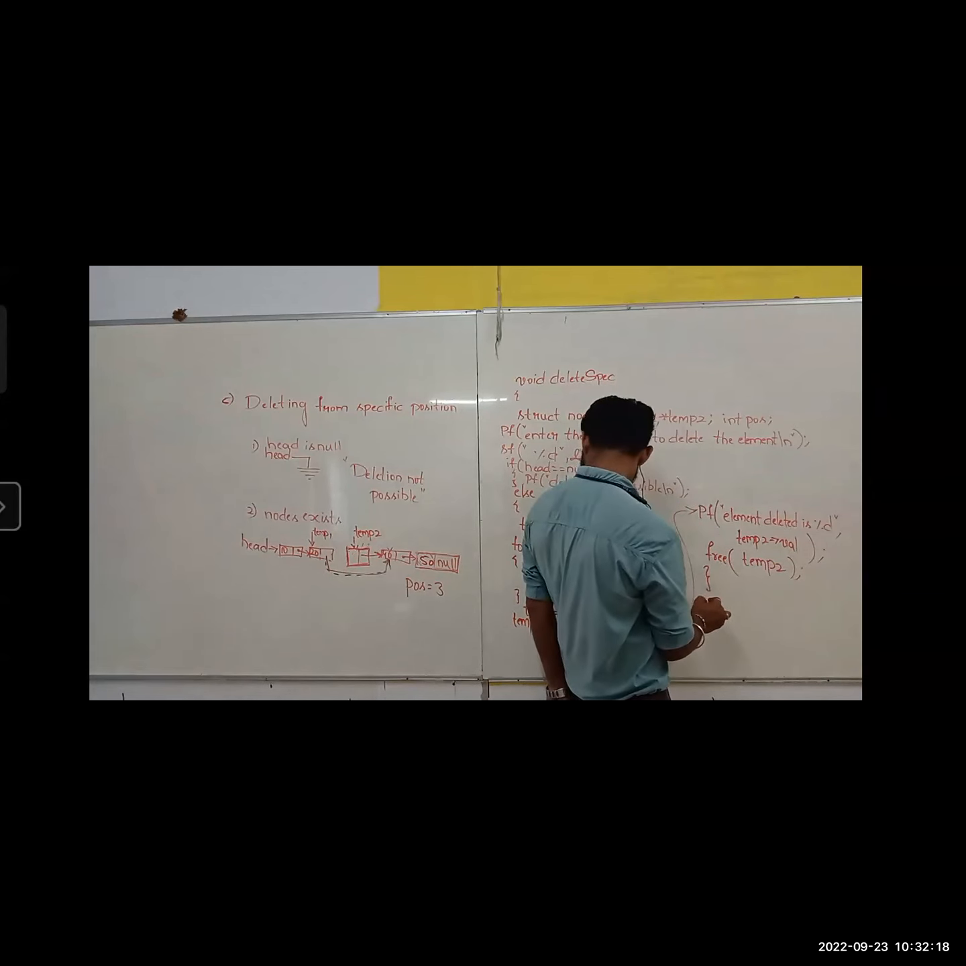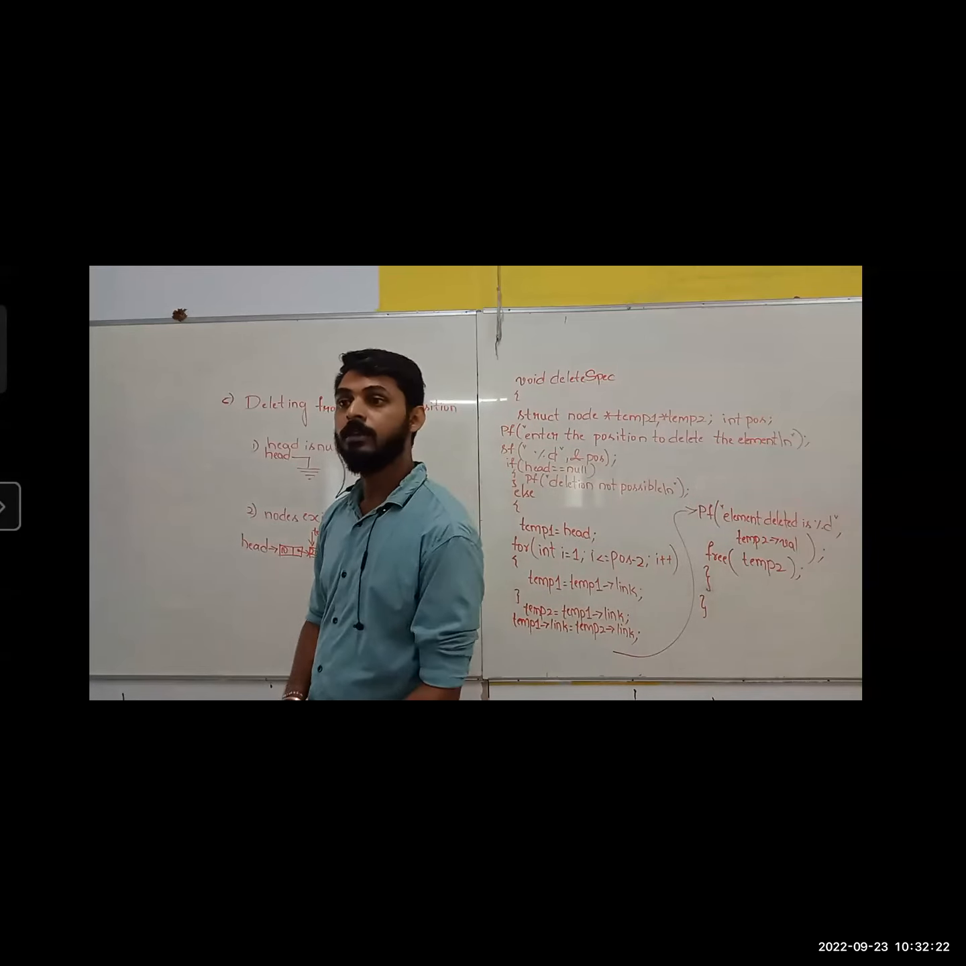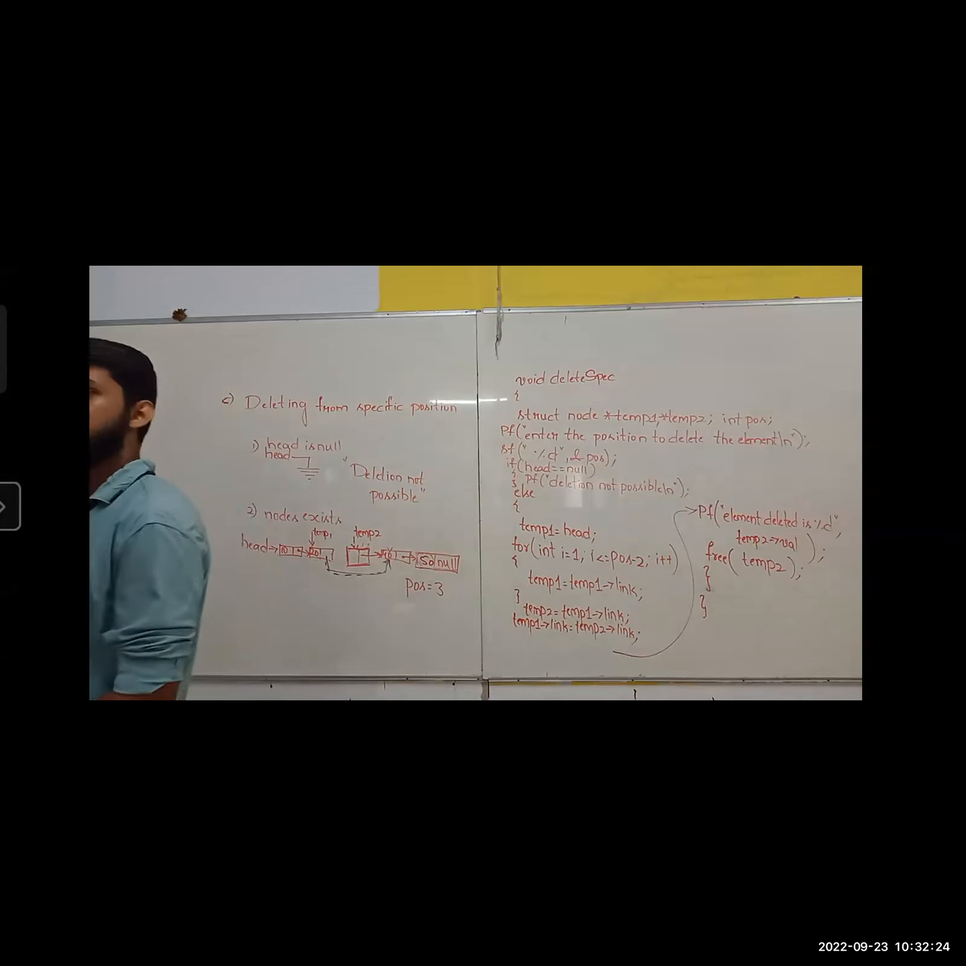Close the else, close the method. Clear? Go through this twice, thrice, four times, however many times you want. But being frank and saying it genuinely, it is not difficult.